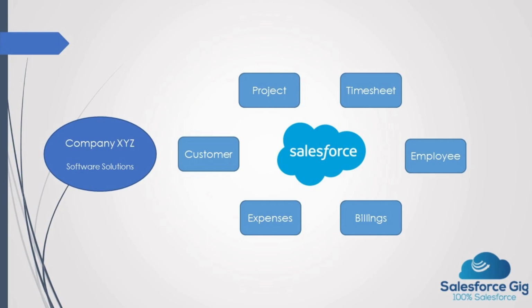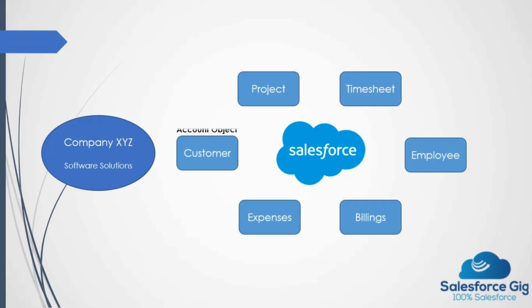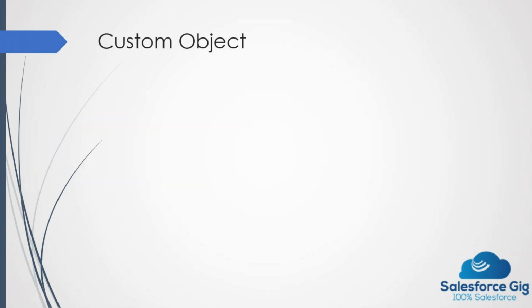After knowing about the standard objects, we can help the company XYZ in setting up their company's customer data in the Salesforce account object and employees data in the contact object. Now XYZ also wants to track the project, timesheet, billing and expense. Now the question comes, how can we implement these in Salesforce? To answer this, we will use custom objects.